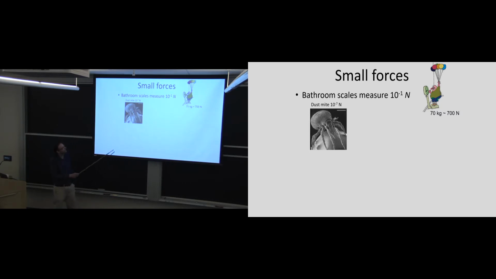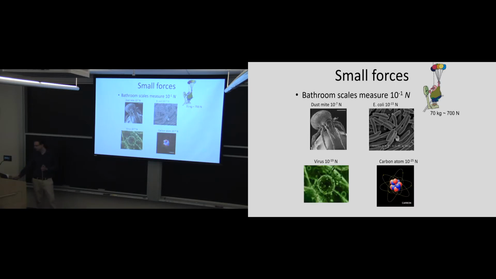However, if I wanted to detect the extra force if a single dust mite were to come and land on that person's shoulder, I would need a sensitivity of about 10 to the minus 7 newtons, or for a single bacteria, 10 to the minus 15, or a virus, 10 to the minus 19, or an extra individual carbon atom, I would have to be able to measure 10 to the minus 25 newtons. So the force I'm trying to detect is something like the force of the weight of a virus standing on your shoulder and then divided by 100.